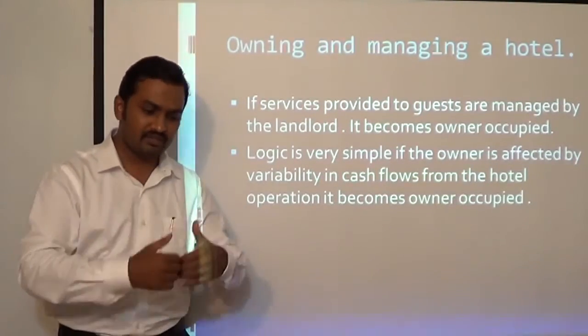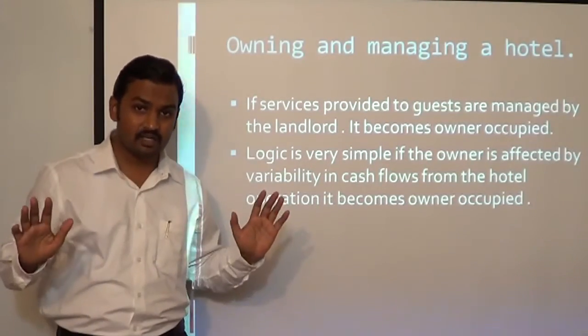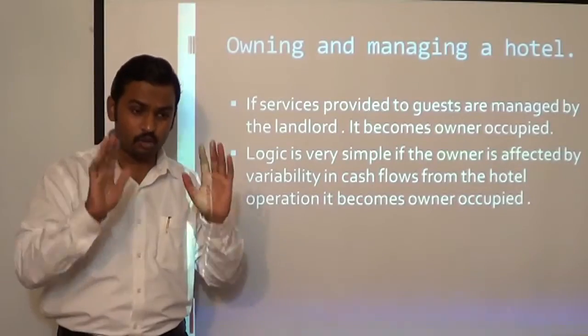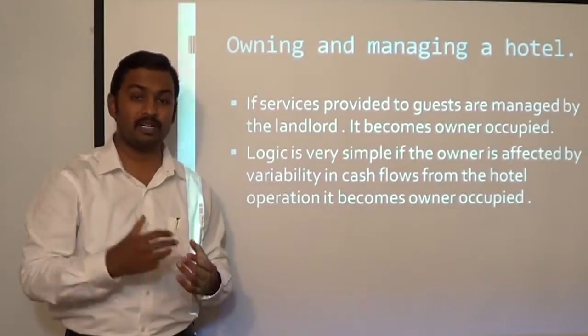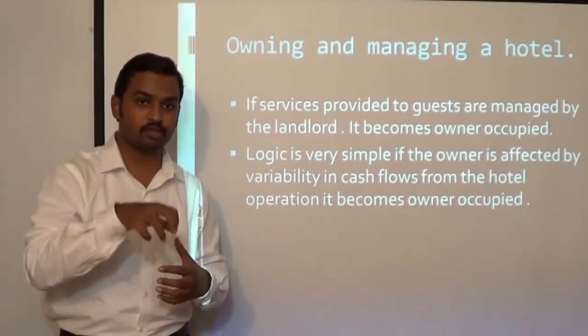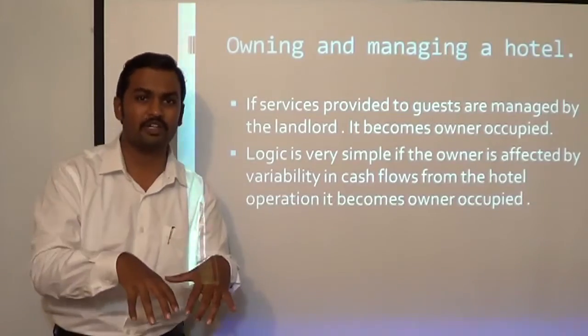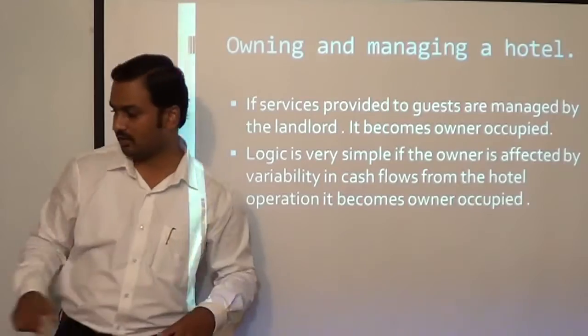Okay. So if he just gives it on rent and he is only exposed, he doesn't have any other loss, he doesn't have any other risk, the only risk is non-payment of rent, that's it. In such a case, he can continue to show it as investment property. But if he is exposed to the risk of fluctuating cash flows from the hotel, in such cases, that means he has got involved in the hotel business, he has to show it as property, plant and equipment. It cannot be shown as investment property.